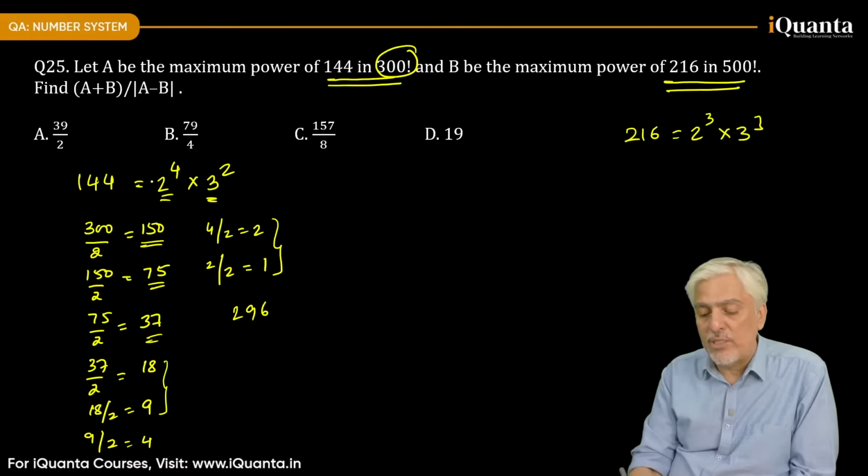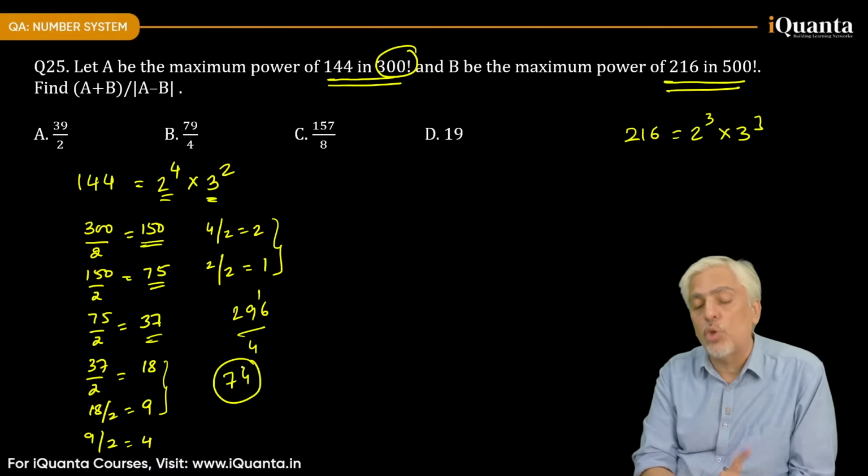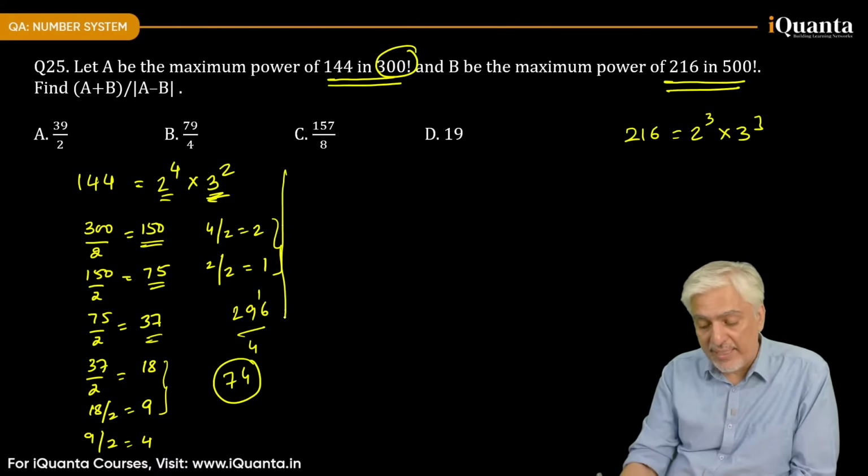$296. I want to make packets of 4. 4 sevens are 28, 4 fours are 16. 74 packets बनेंगे. Here I will check 3 also, because 3 का भी 2 powers है. So I will check at least 3.